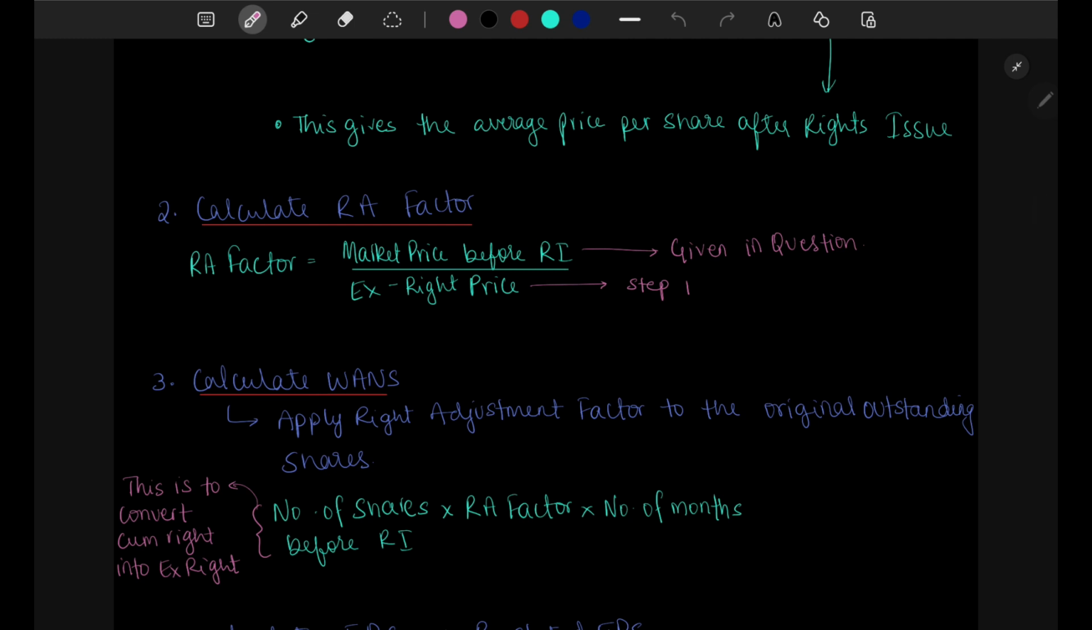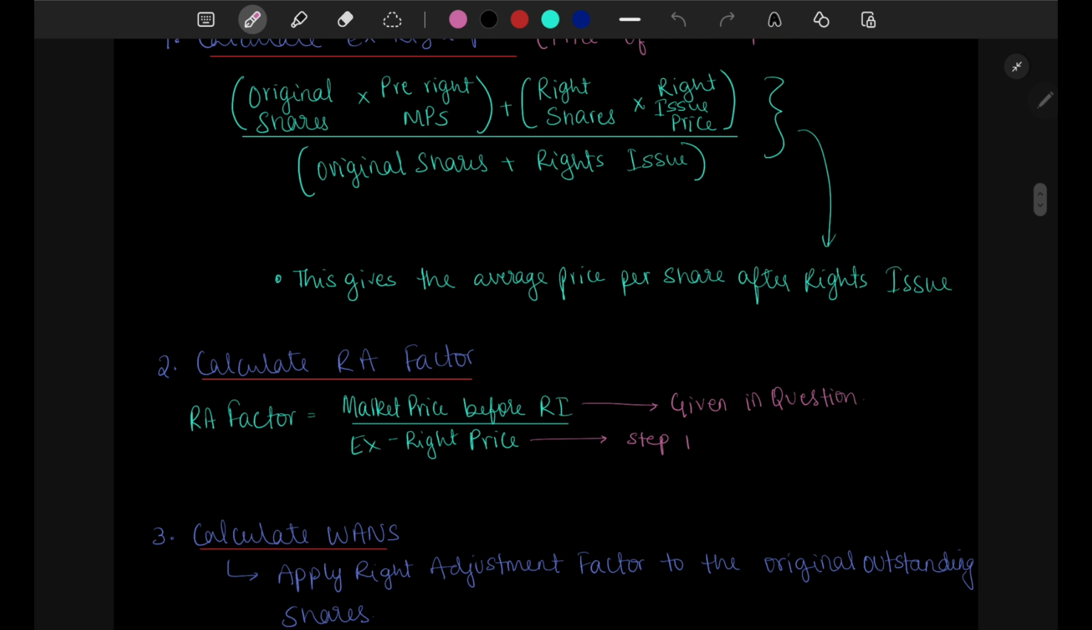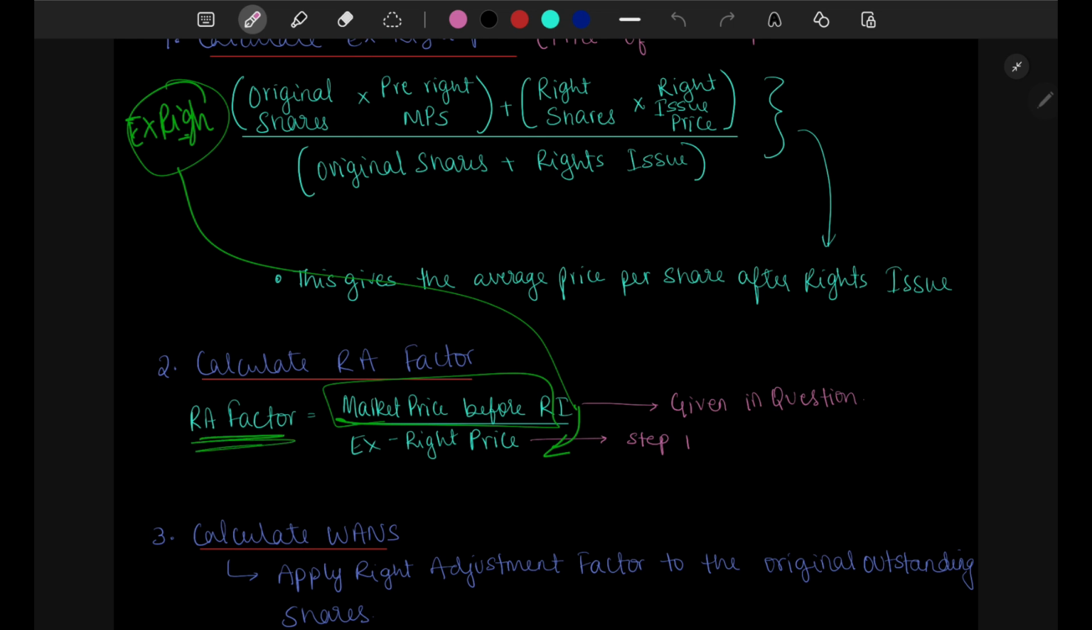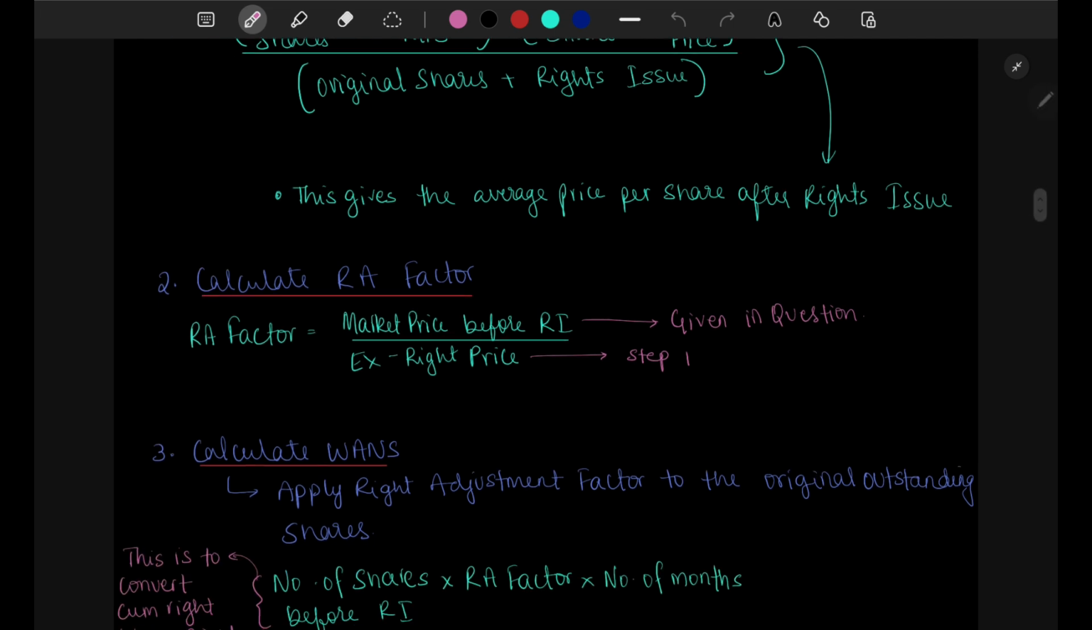So RA factor: you just have to divide the market price before the right issue by the ex-right price, which you found in the first step. So then you will get the right adjustment factor. Again, what does the right adjustment factor do? It converts your pre-right weighted average number of shares into ex-right weighted average number of shares.